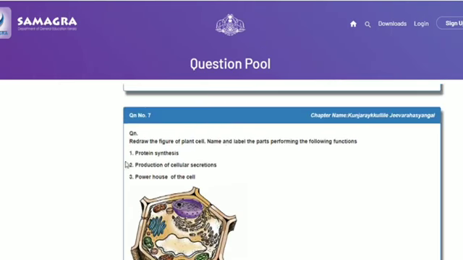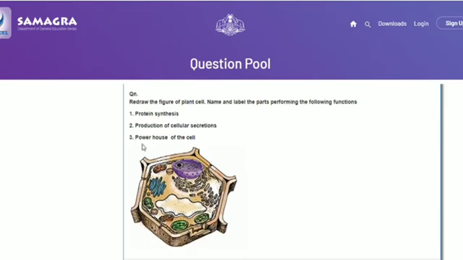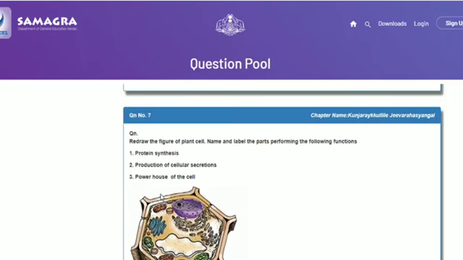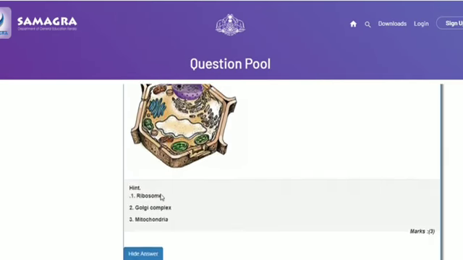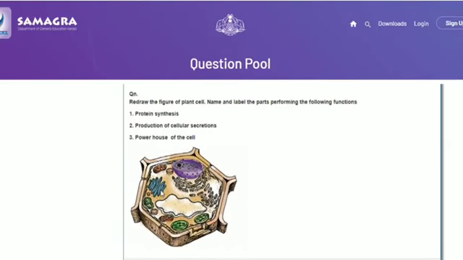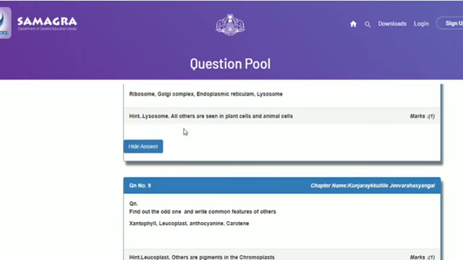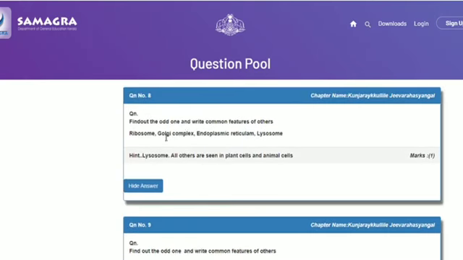Seventh question: redraw the figure of the plant cell. Name and label the parts performing the following functions. First one, protein synthesis: ribosome. Second, production of cellular secretion: Golgi complex. Powerhouse: mitochondria.